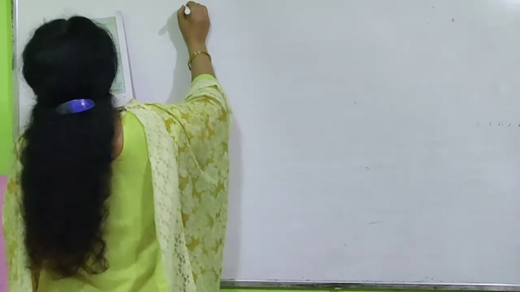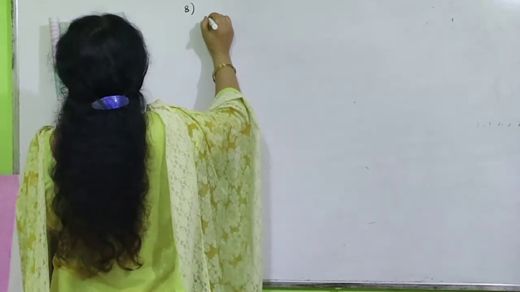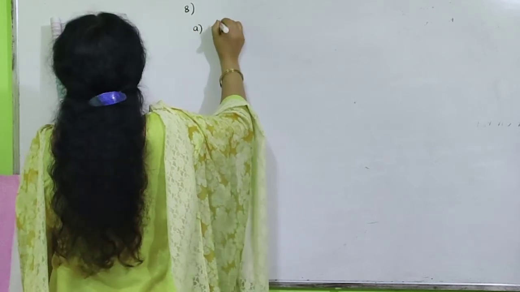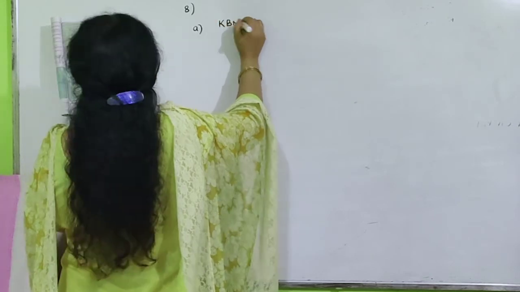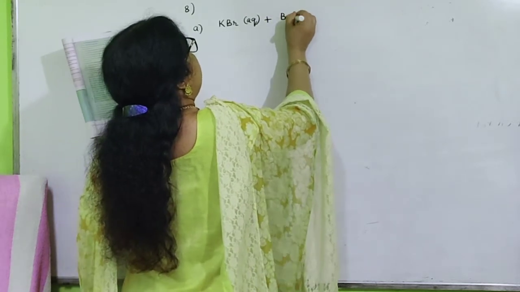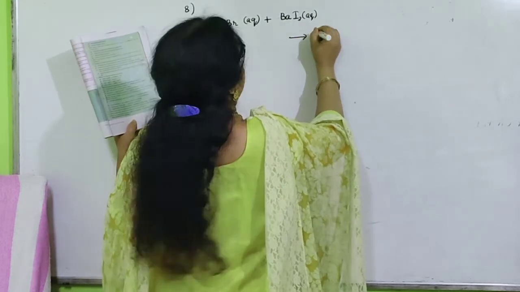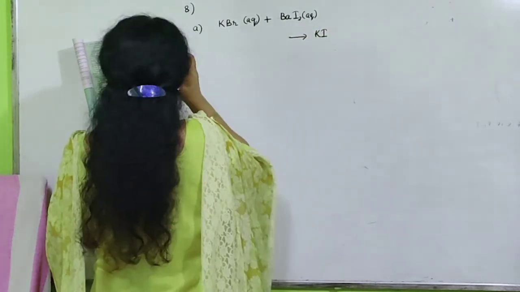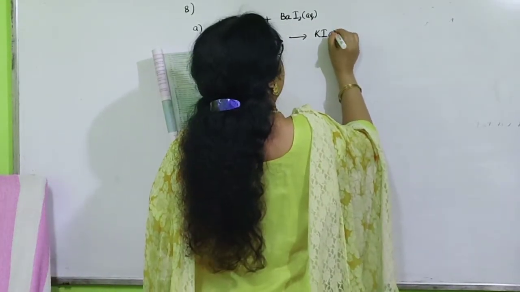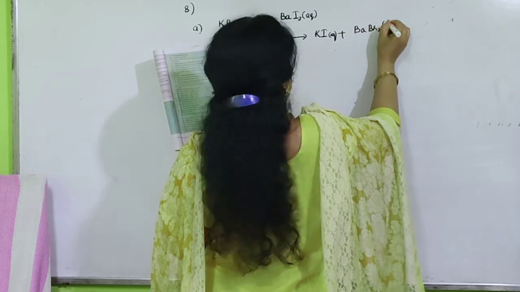Now I am showing the 8th one, which was not done at that time. Potassium bromide aqueous: write the balanced chemical equation and identify the type of the reaction. For the first one, potassium bromide KBr aqueous reacts with barium iodide BaI2 aqueous, giving potassium iodide KI plus barium bromide BaBr2.